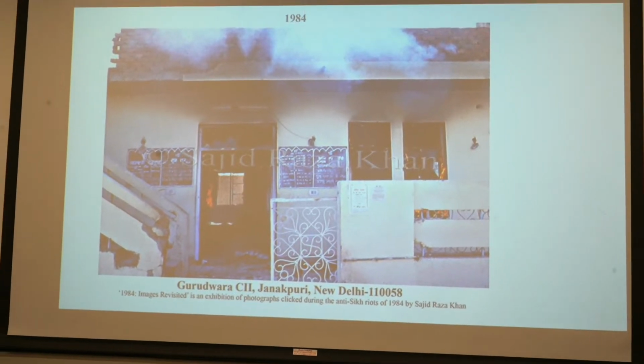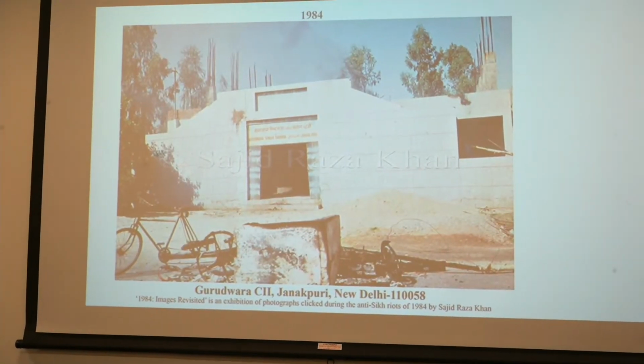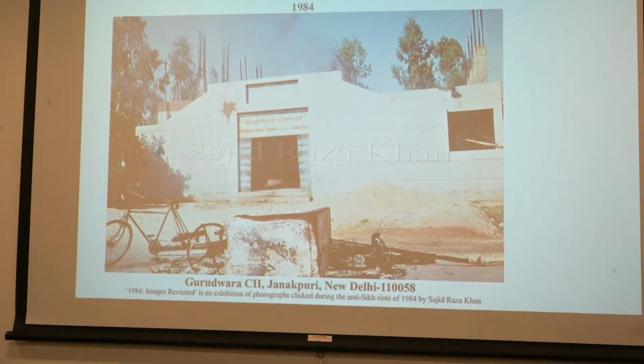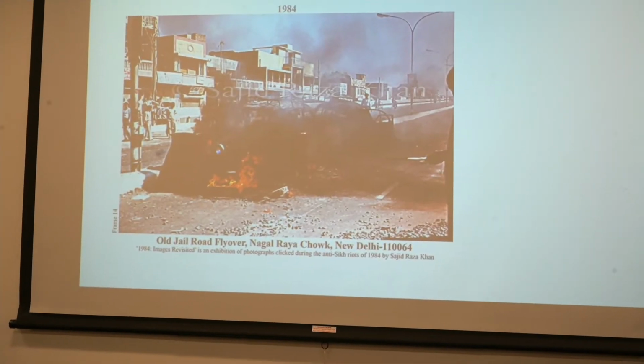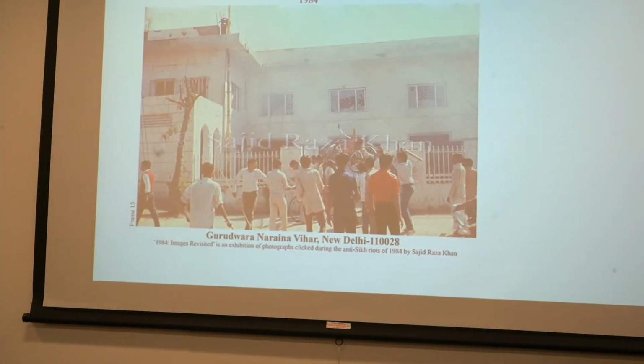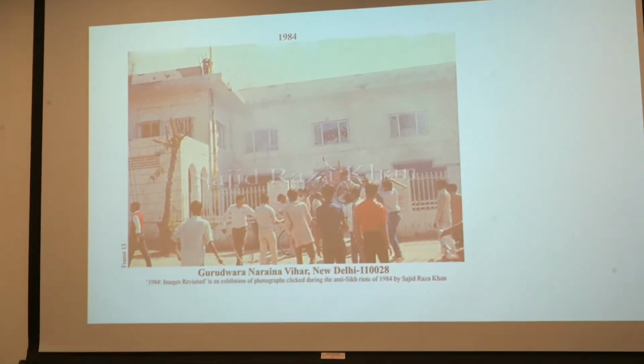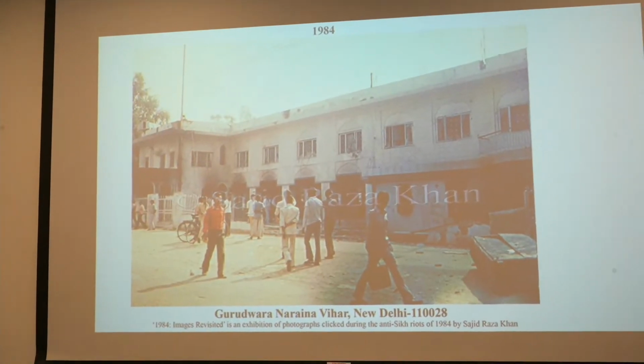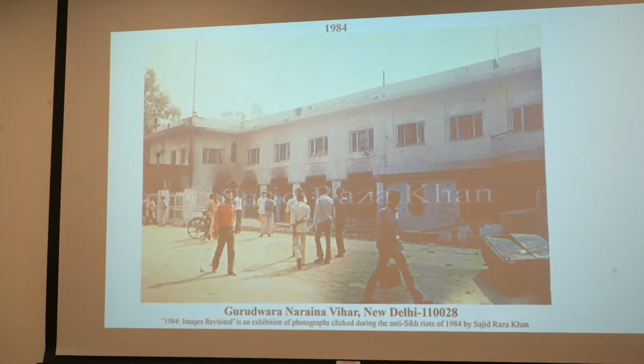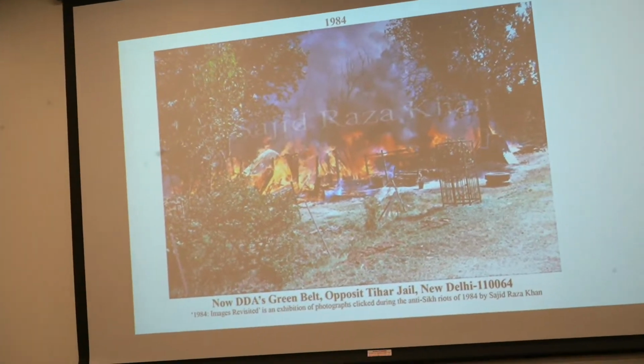A Gurdwara being destroyed. Next, again a Gurdwara being destroyed. Another Gurdwara being attacked. Next. A bus being burned, and Sikhs are burned in it. Next. These are some of the people who died there.